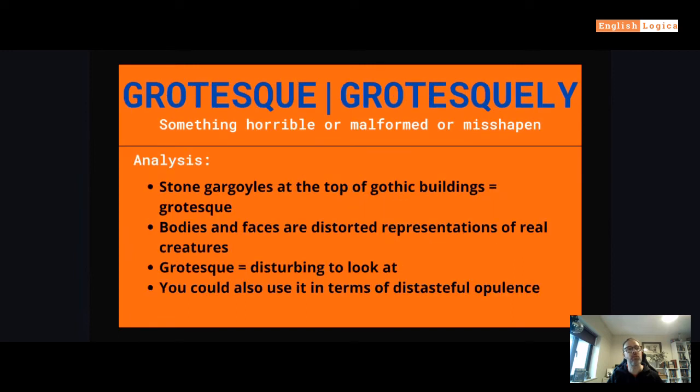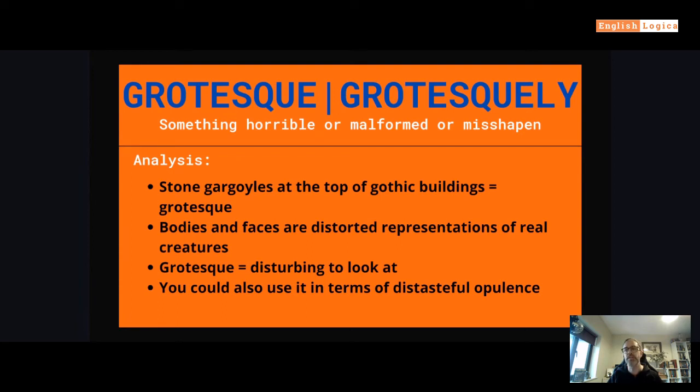Our next word is grotesque and grotesquely. This is something horrible or malformed or misshapen, so something monstrous. The stone gargoyles that you might have seen at the top of Gothic buildings, especially across Europe, these are considered grotesque. And their bodies and faces are distorted representations of real creatures. If something is grotesque, it's disturbing to look at.